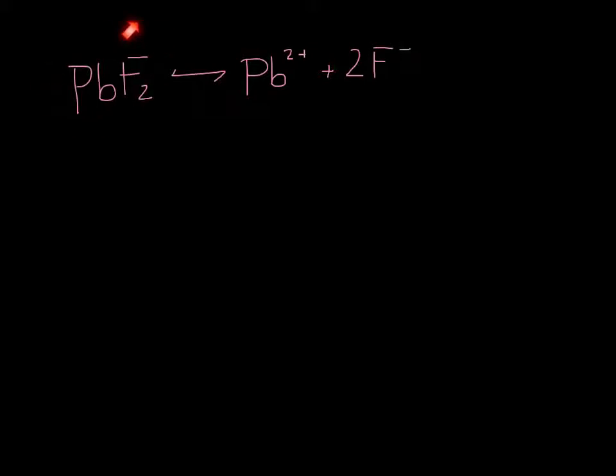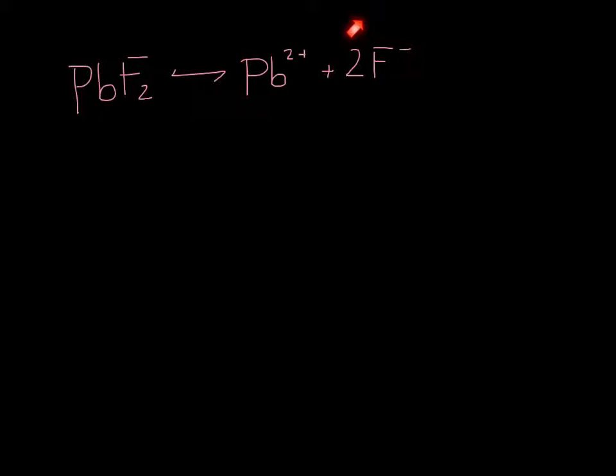So here is where it is helpful to know your ions and your charges. So in this case, lead 2 fluoride, that's going to be PbF2. And we're talking about the solubility product, so we need to put an equilibrium arrow in there. And that's going to break apart into Pb2+ and then 2 F-. So for every 1 lead fluoride, we're going to produce 1 lead ion and 2 fluoride ions.